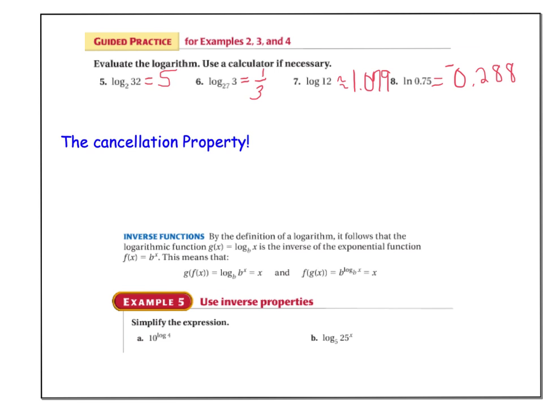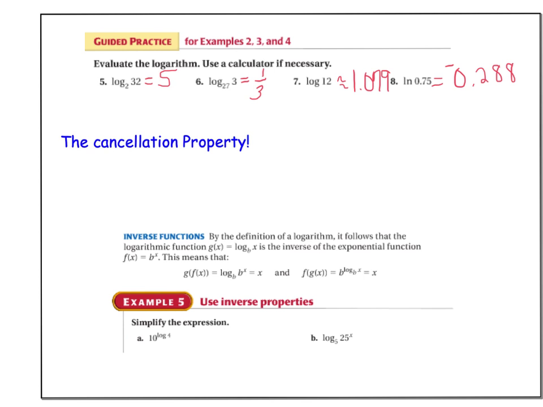All right, there are 4 properties that I want to go through right now. The first 2 are just normal, and then the next 2 I like to give them a name. I call them the cancellation properties. So the first properties are just basic properties of logarithms. Just like we had properties of exponents, we can have properties of logarithms. So the first one is kind of generic. It says log base b of 1 equals 0.